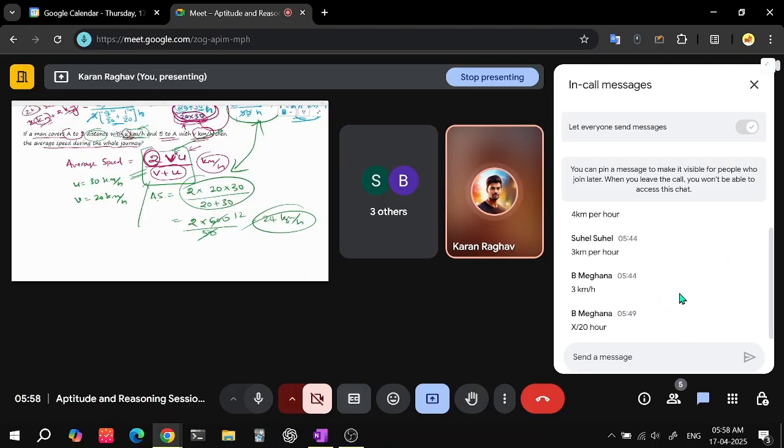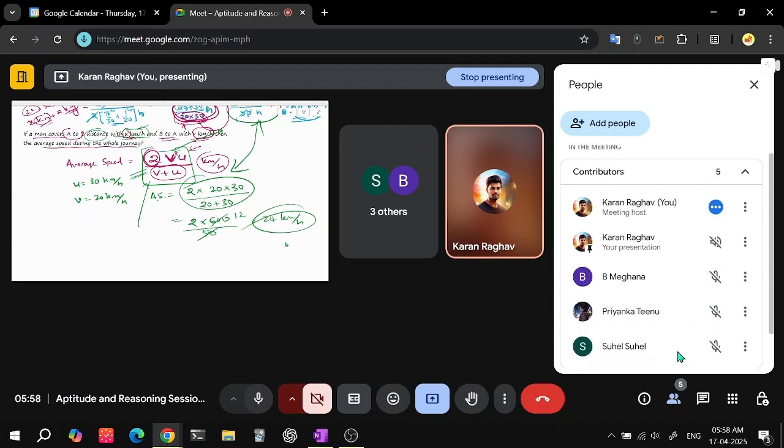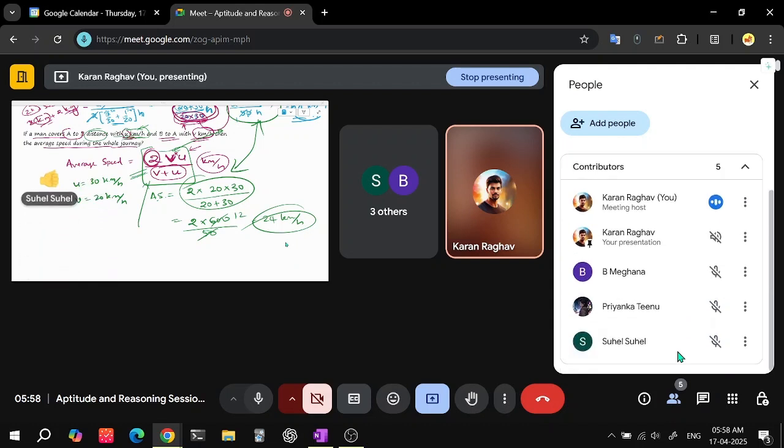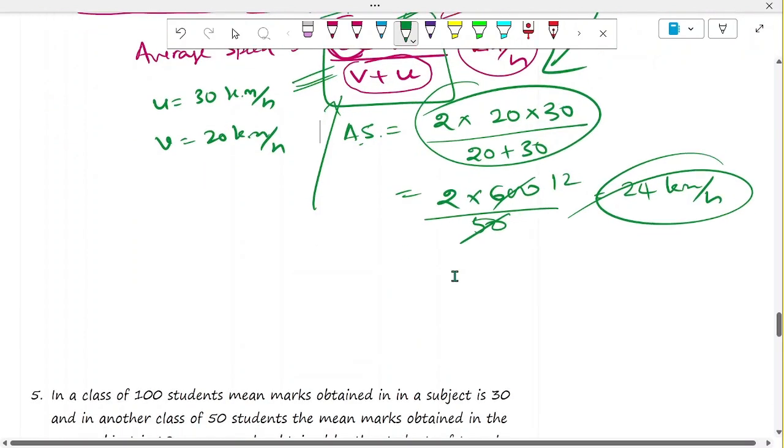This question is very important because this is very frequently asked in the exams. Okay. I hope this was clear to everyone. Okay, question is simple. Just remember the formula, you'll be able to solve it faster. And you have learned the concept of speed and distance also.